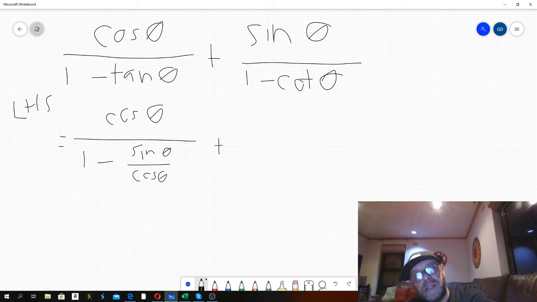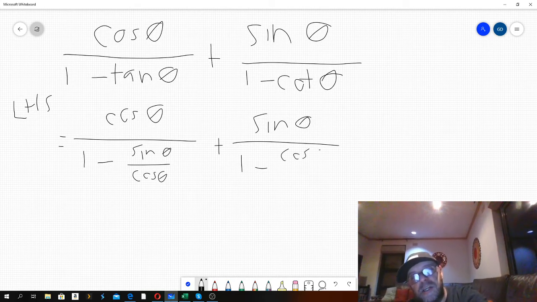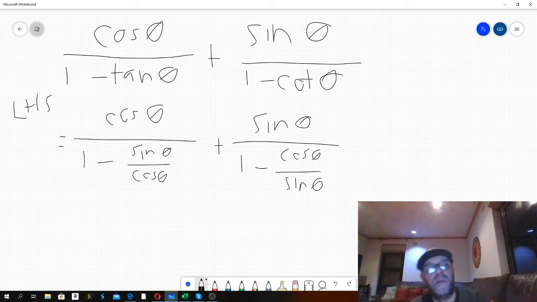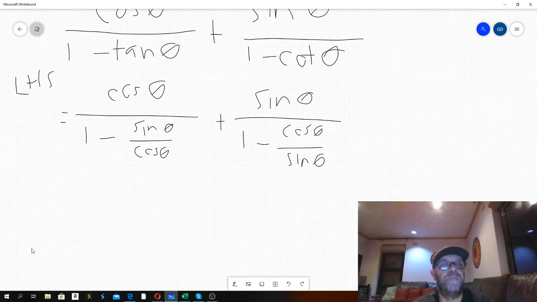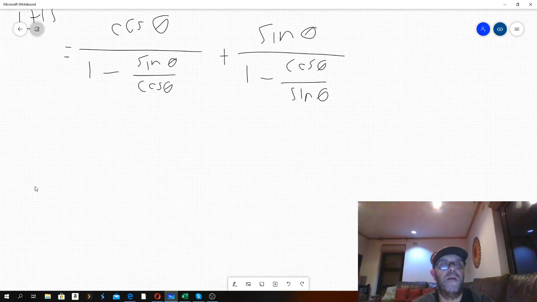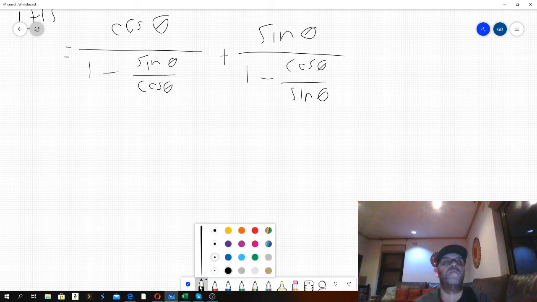And then we've got plus sine theta over 1 minus cot theta, and cot theta is cos theta over sine theta. I'm going to move this a little down again because we're going to go a little bit further here. Now we're going to have to find common denominators at the bottom, because we've got fractions over fractions again, and we don't like those.